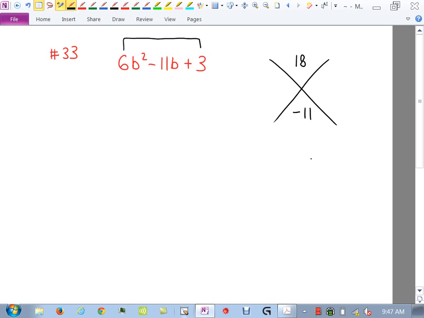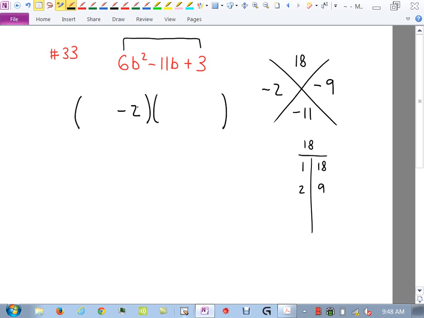So let's see if I can come up with these numbers. I need 18 here. So 1 and 18, can I put 1 and 18 together to get an 11? No? 2 and 9? That looks good, right? I've got to get the signs right. I need a negative 11, so they both have to be negative. -2, -9. Now let's just double check it. -2 times -9 is +18. And then when you add those up, 2 negatives stay negative, so -11. That works.